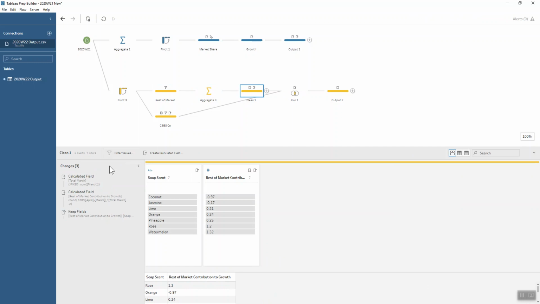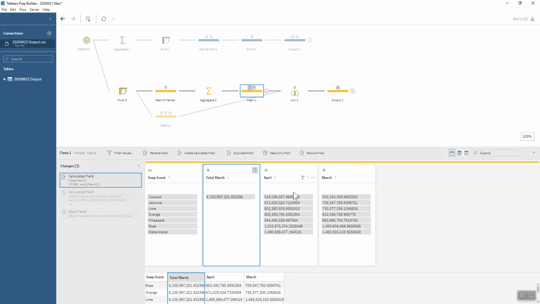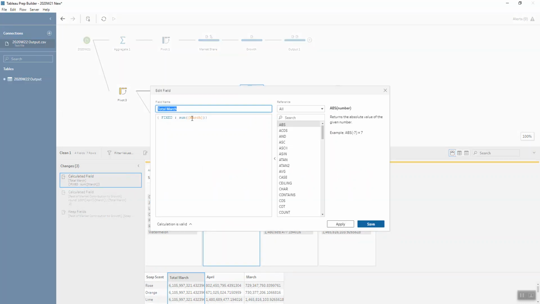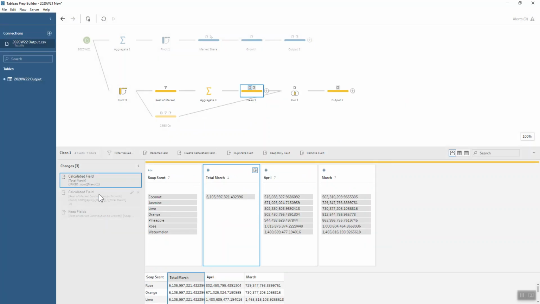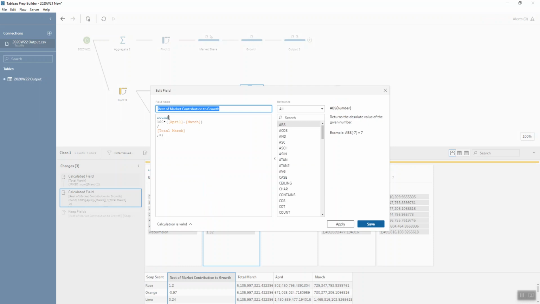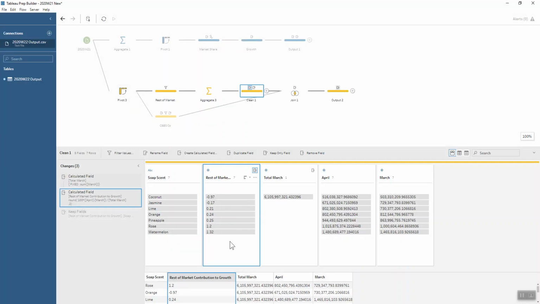We aggregate that data up, and we're going to calculate now our contribution to growth. Again, similarly, for our March sales, we need to know the total. So we use an LOD for that, fixing on nothing again and summing up our March column. And then to calculate the rest of the market contribution to growth, that is simply, if we look at just the basics here, our April sales at the individual cent level, minus our March sales at the cent level, and then we're dividing by the total sales in March. And we're just formatting that a bit nicer so that we times it by 100 and we round it to 2 decimal places. So that gives us our nice contribution to growth here.